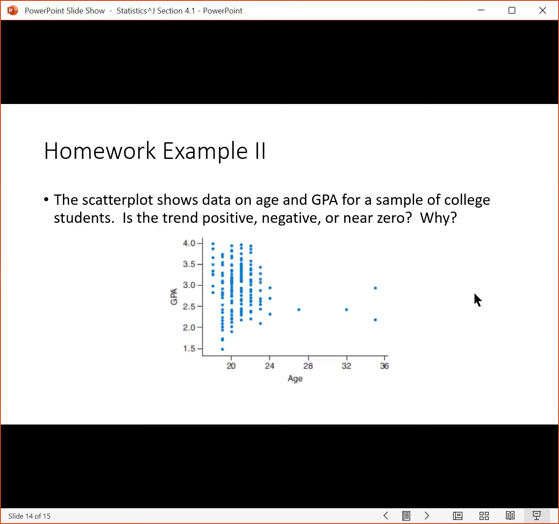Let's look at another one. The scatter plot shows data on age and GPA for a sample of college students. Is the trend positive, negative, or near zero, and why? If we look at this, do you see a trend? I do not. There's not much of a trend here. If there's no trend, then we would just say that the trend is near zero. The reason is that there's no discernible pattern. You don't see it going up as it goes from left to right, or down as it goes from left to right. Instead, it's just a bunch of dots clumped all together.